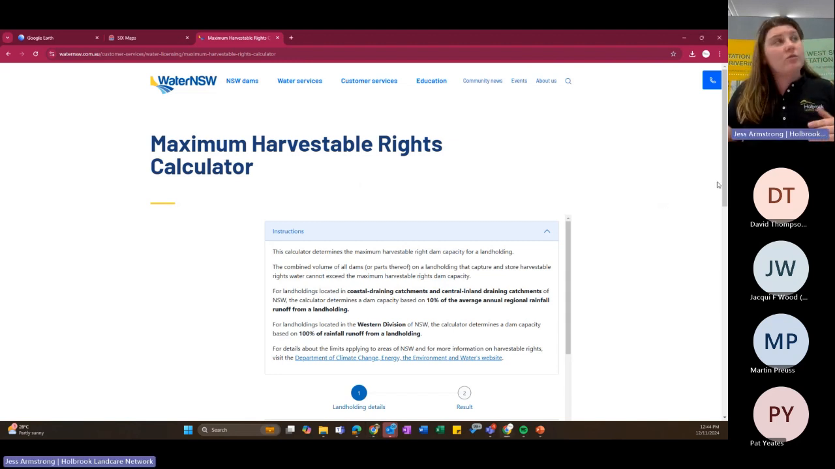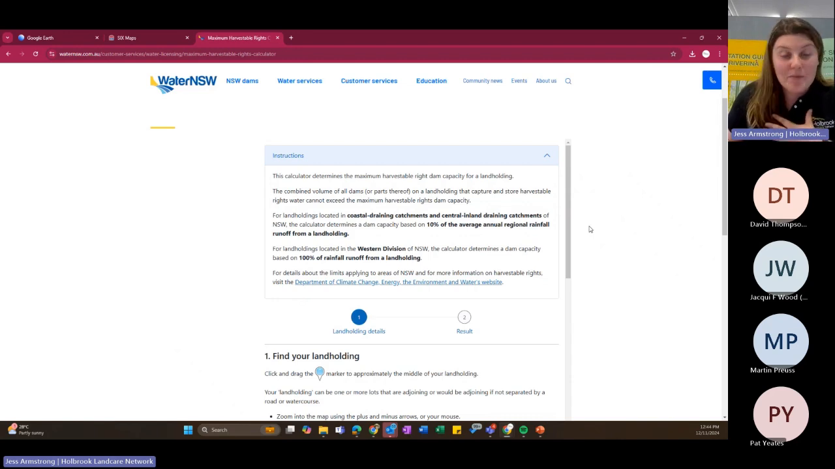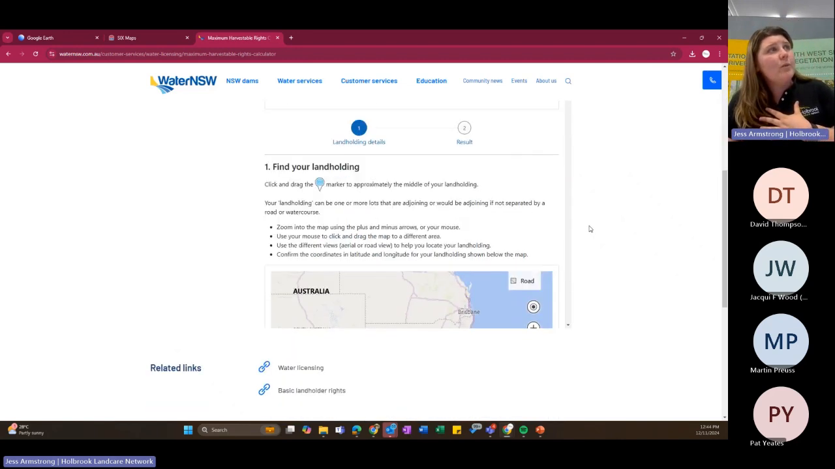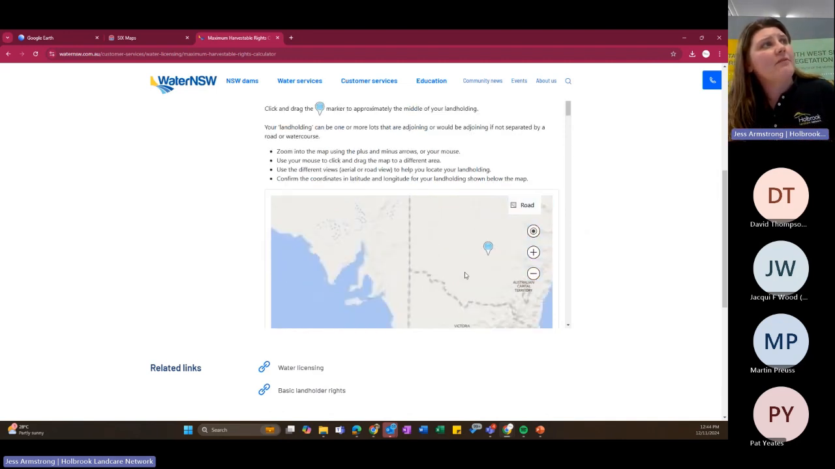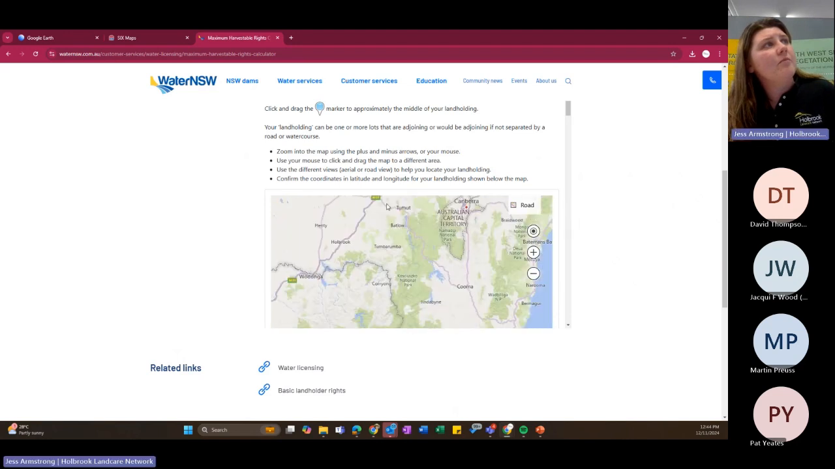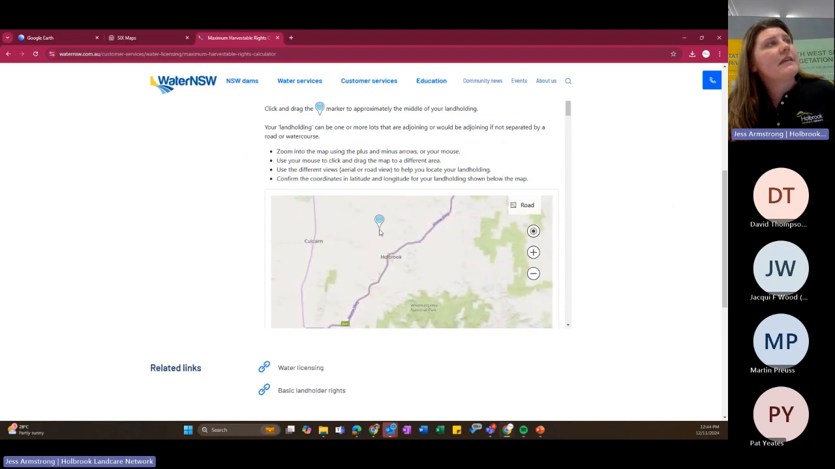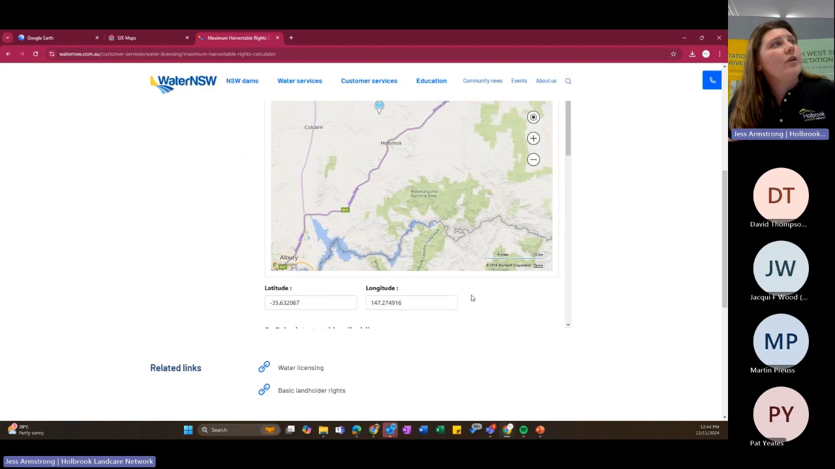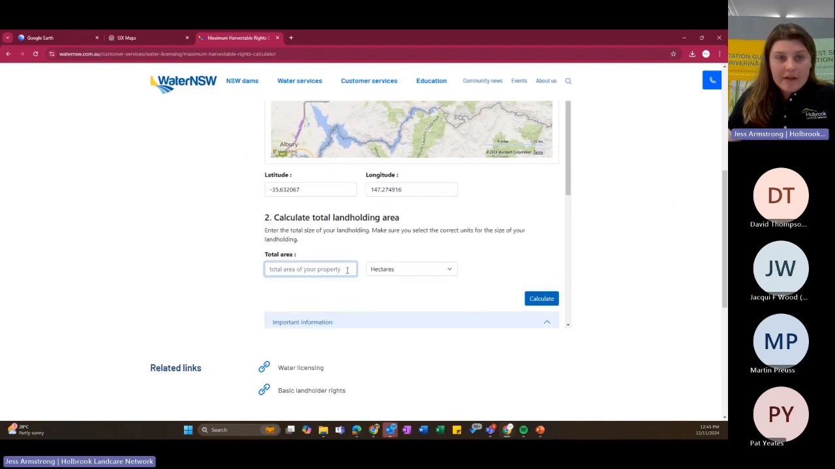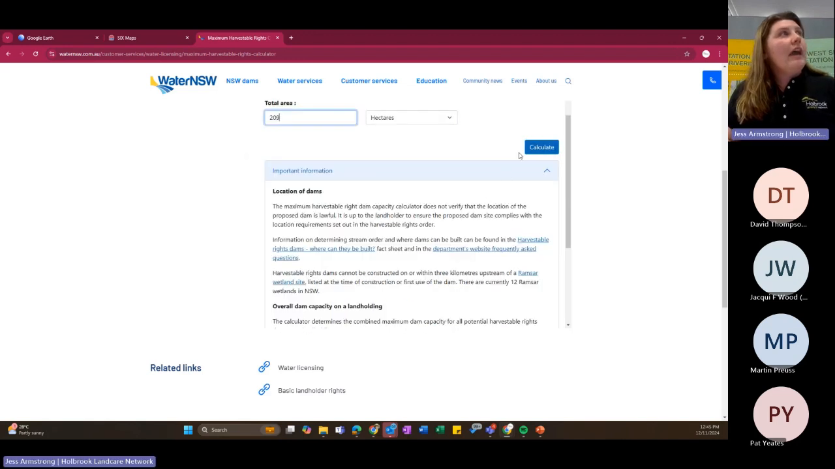So when we're using the maximum harvestable rights calculator, it's a really easy, simple tool to use. What you're going to need is to either know the GPS location of where your property is or feel confident using the map to find it and click it. And of course, you're going to need to know the area of your property too. So we're going to use our example scenario farm. We're going to find our land holding, and I'm going to be very general with this. Let's scroll in here. I'm just going to say my farm's about there. I'm going to scroll down. The total land holding area of our example property, I believe, was 209 hectares. Very simple. And then we're going to hit calculate.